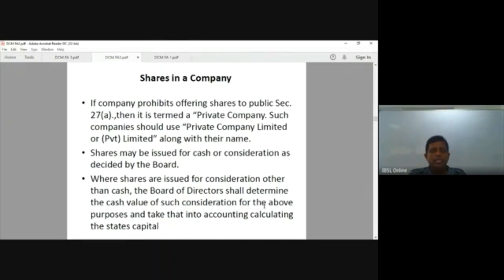You have to get an understanding of these points, not only to pass the exam. Most probably, I am not going to test these things in the exam, but you get a better understanding of the companies registered under the Companies Act. Where shares are issued for consideration other than cash, the board of directors shall determine the cash value of such consideration for the above purposes and take that into account in calculating the stated capital.